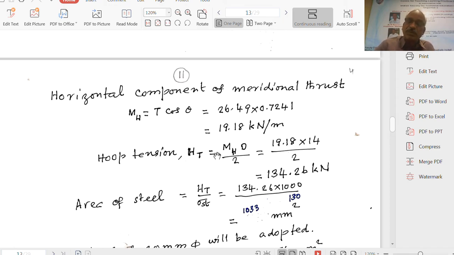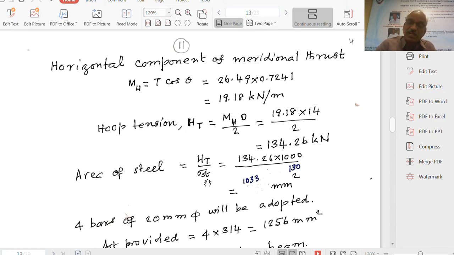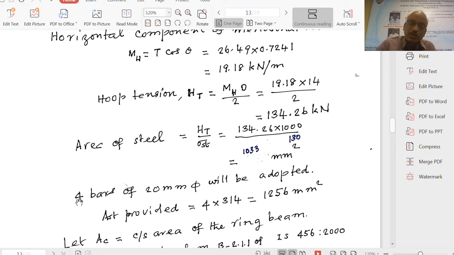Therefore hoop tension is equal to P into D by 2, where P is indicated as mH here. So PD by 2 is the hoop tension in the ring beam. Hoop tension is a direct tension, so HT by sigma ST will give the steel required. How many bars are you going to provide? 4 bars of 20 mm diameter as the main reinforcement for the hoop tension.